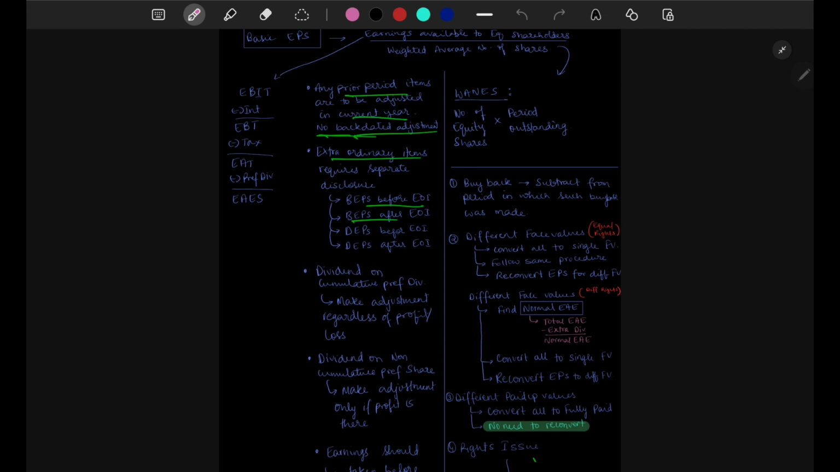Okay. Next, if there is dividend on preference shares and that preference shares is cumulative, then whether there is profit or loss, make the adjustment into earnings available to equity shareholders. In case the dividend is of non-cumulative preference shares, then make adjustment only if there is profit. And lastly, earnings should be taken before making any appropriation to any reserves.